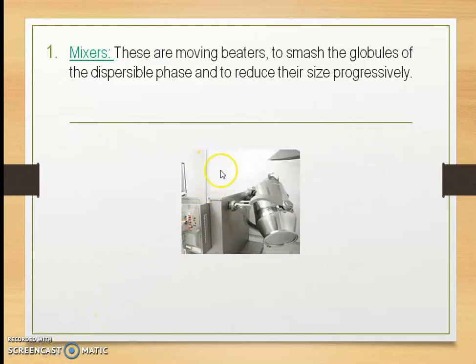Okay, so first is the mixer. You can see the diagram or figure of a mixer. These are the moving beaters to smash the globules. They are continuously moving and will smash or break the globules of the dispersible phase and reduce the size. It will reduce the size progressively.